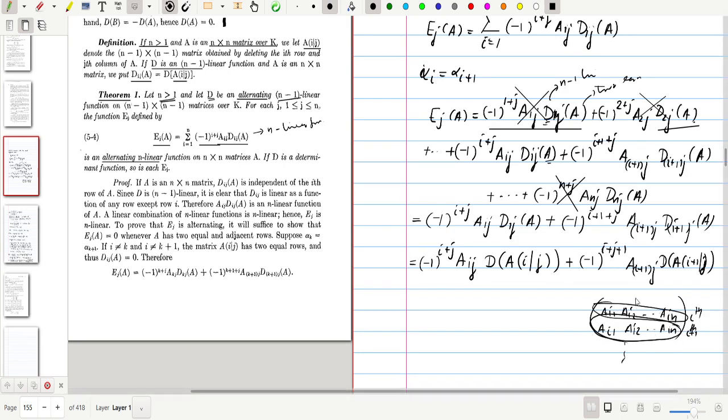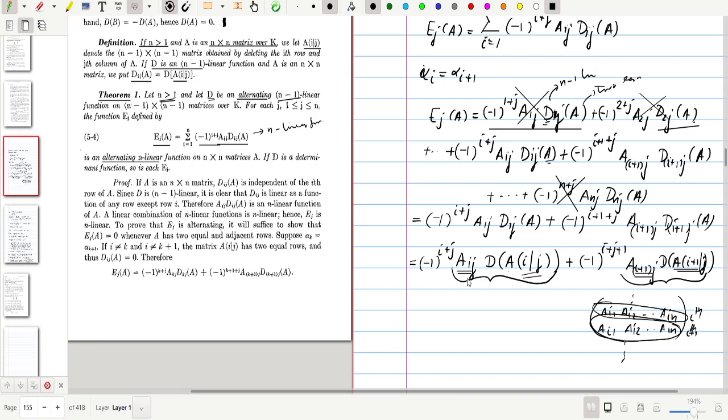So we can say that when you remove the ith row from A and the (i plus 1)th row from A, the resultant matrix will be the same. Hence d of A(i|j) is the same as d of A(i+1|j). Similarly, a_ij is the same as a_(i+1)j, because the ith row and (i plus 1)th row are the same for the matrix A. So in effect these two quantities are the same, since the ith and (i plus 1)th rows of A are equal.